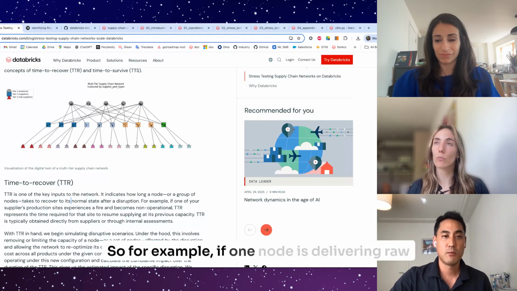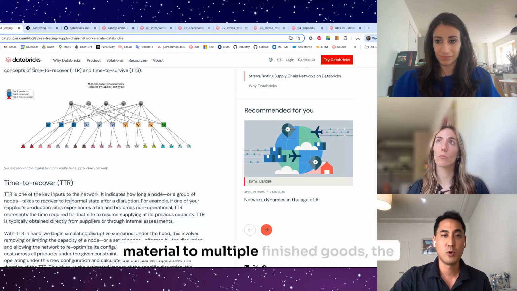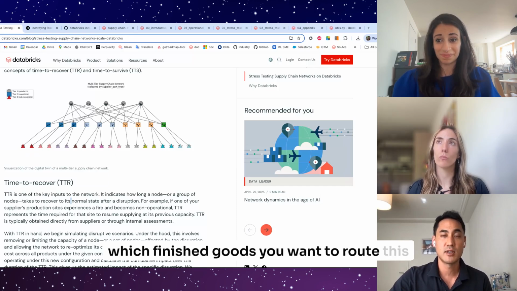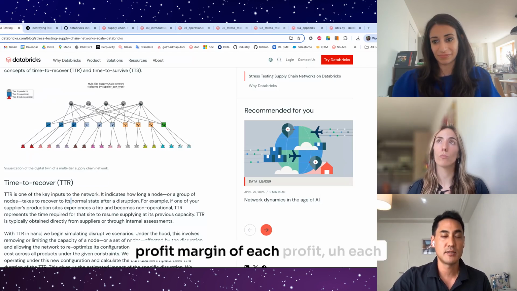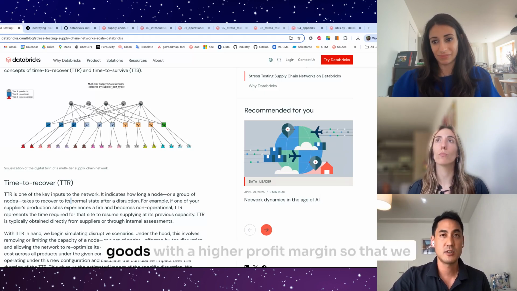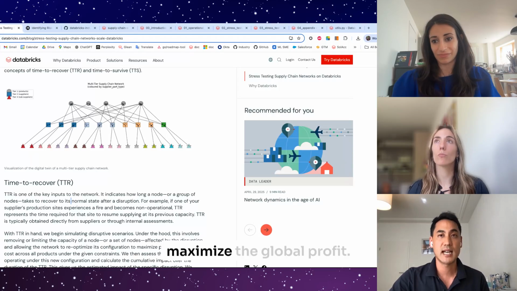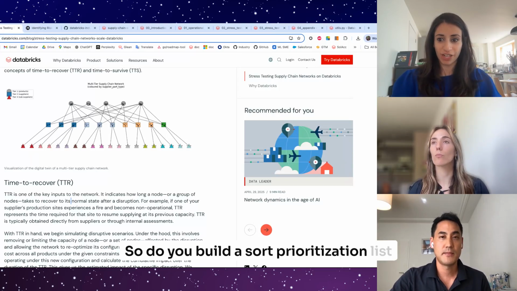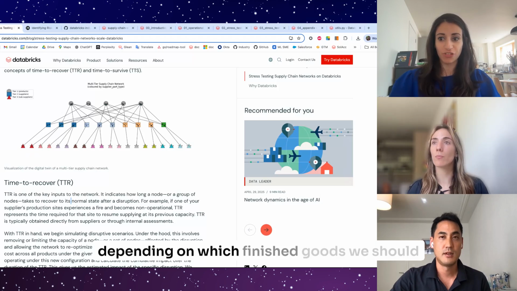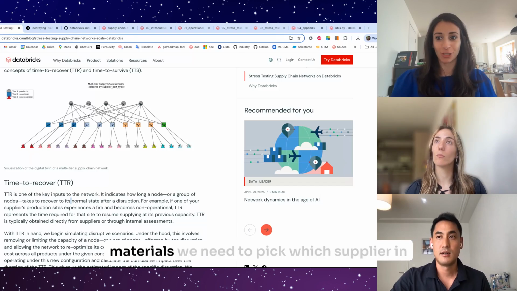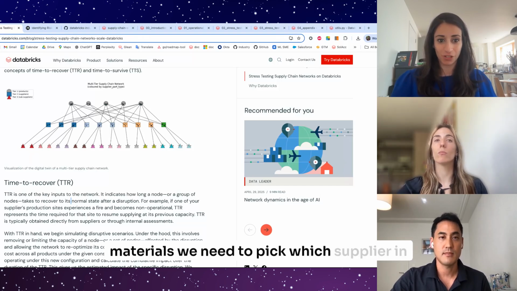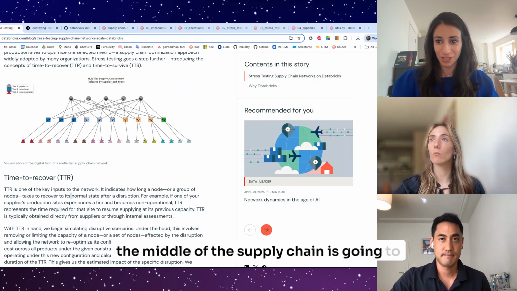So for example, if one node is delivering raw material to multiple finished goods, the decision you need to make is to which finished goods you want to route this inventory. And for that, what's needed is the profit margin of each finished good, which one is higher, and therefore we deliver it to the finished good with a higher profit margin so that we maximize the global profit. So do you build a sort of prioritization list depending on which finished good we should prioritize, considering that one node went down and, for example, we don't have enough raw materials? We need to pick which supplier in the middle of the supply chain is going to get that.